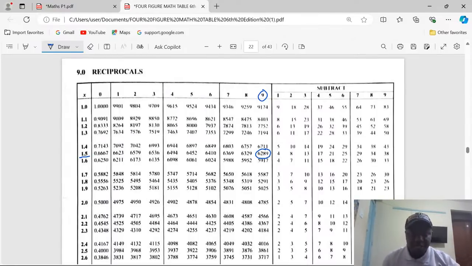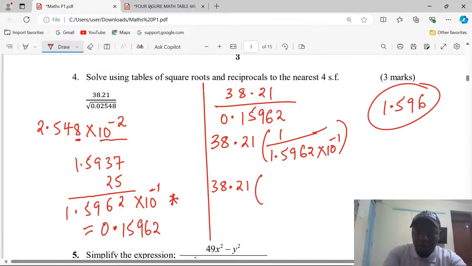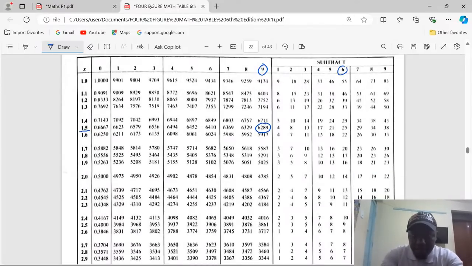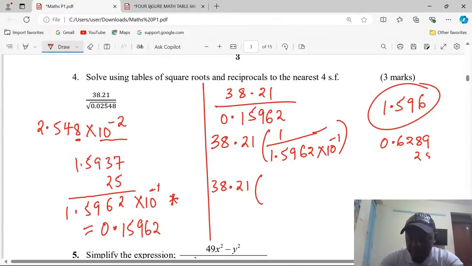0.6289. Let me work it out here. Now on the differences side, we subtract what is in the column of 6. So in the column of 6, we go down there until we find 25. For reciprocals, it must be known that this is subtract, not like the other tables. So we subtract 25 at the end here. We're going to have 4, which will be 6, 2, 6, and a 0.